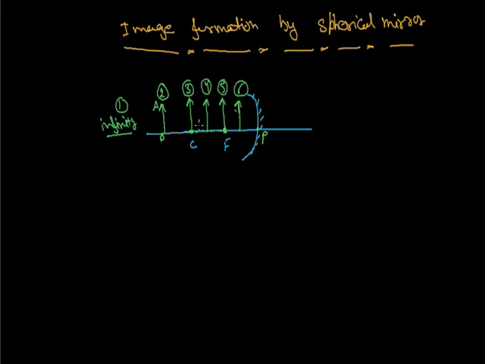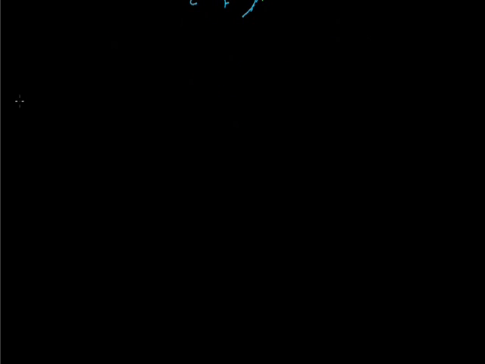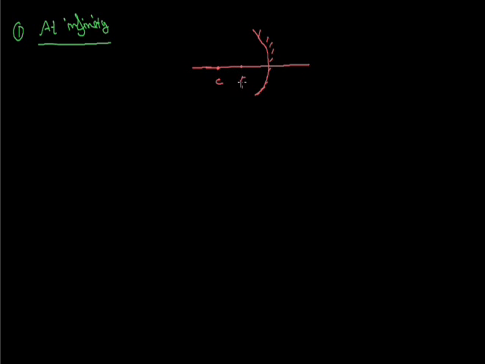Now let us look at the first position. Consider when the object is placed at infinity. When the object is placed at infinity, what kind of image will be formed? Let us suppose we have a concave mirror. This is the concave mirror, this is the principal axis, this is the center of curvature, and this is the focus.